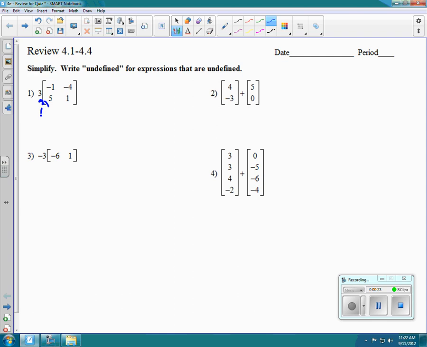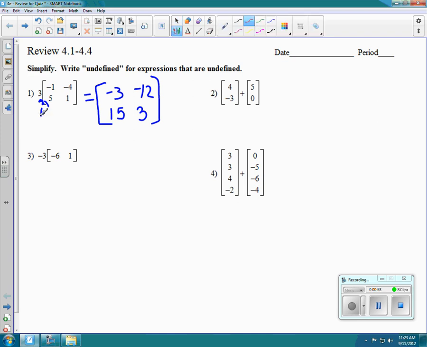-1, -4, 5, 1. When you're multiplying a matrix by a scalar, you just have to take that scalar and distribute it to every term in the matrix. So instead of -1, we're going to have 3 times -1, which is -3. Instead of -4, we're going to have 3 times -4, which is -12. Instead of 5, we'll have 3 times it, 15. And instead of 1, 3 times it is 3. And this is our answer.